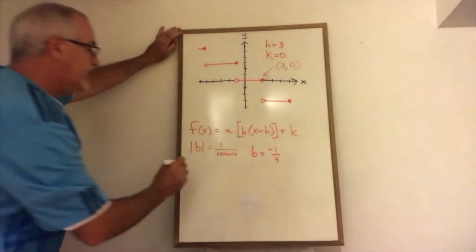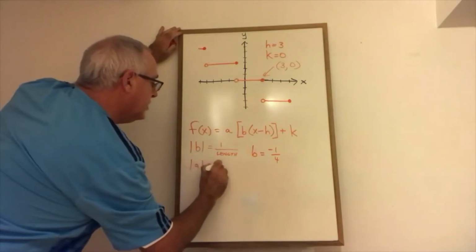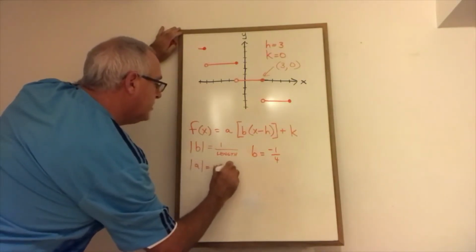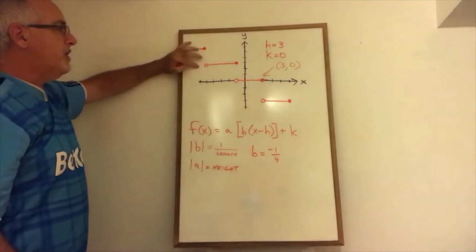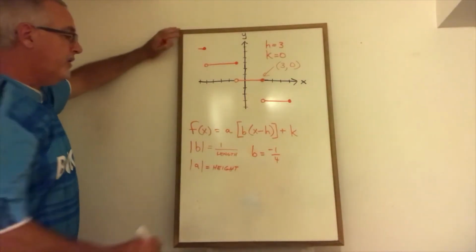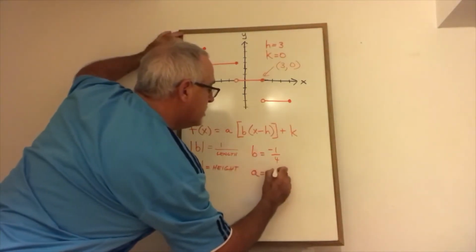Next thing to look at is a. The absolute value of a is equal to the height of the steps. I can tell from my graph that these steps are 3 units in height, so therefore a is equal to either -3 or +3.